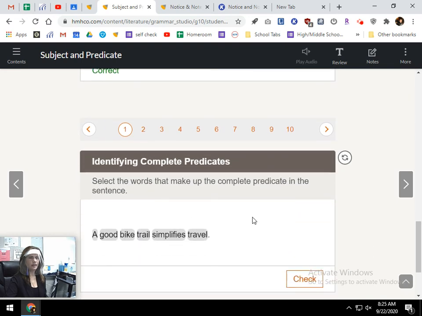Now on this one down here, you're going to identify the complete predicate. A good bike trail simplifies travel. Here's the verb and what comes after the verb. Number 2, select the words that make up the complete predicate in the sentence. And guys, you may think I'm going too fast through this, but this is so much review. I mean, this is literally like 3rd and 4th grade stuff, okay? So if you need extra help on this, you need to go back and read that. Of course, I can help you too. But cool and crisp was the weather. I would take this sentence and turn it around since it's a backwards sentence. The weather was cool and crisp. And then what would the predicate be? Was cool and crisp.